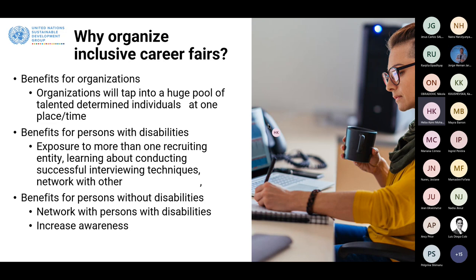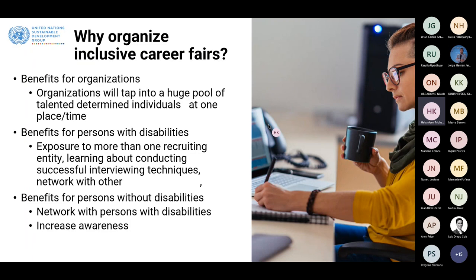But when organizing a career fair, all the job opportunities and recruiters will be in one place, and the person with a disability will have a lot of variety and opportunity to choose the decent job that is tailored to his or her needs.